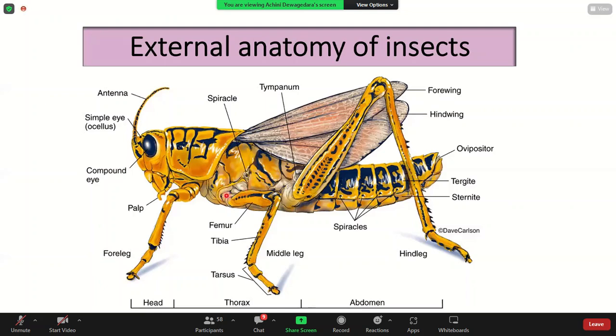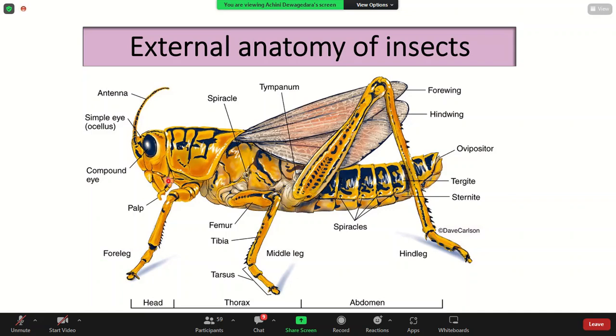They are the legs. They are the legs of insects. What are these? Wings. Wings. And these? Eyes. Eyes. And what are these? Antennas. And what else? This is the abdomen part. And somewhere here you see the mouth parts. Right?